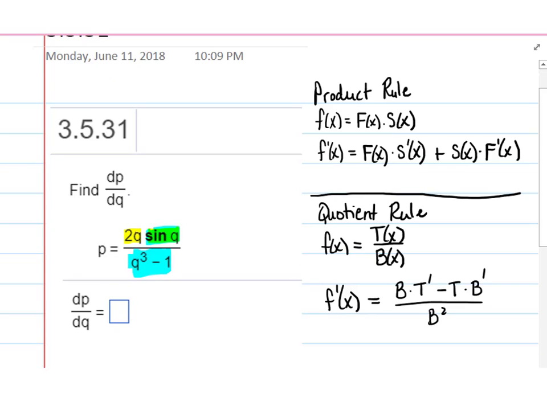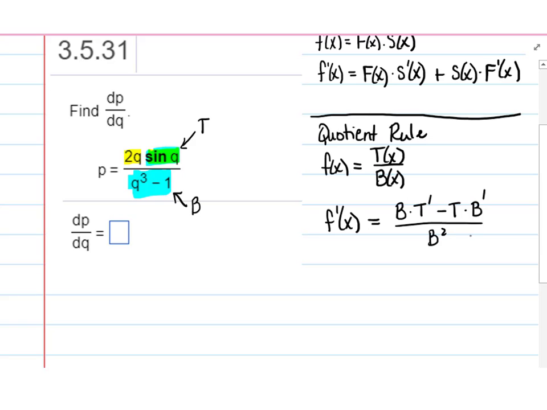So the product occurs within the quotient. So what I'm going to do is think of this as being my top function, and this is going to be my bottom function. And so I know that I'm going to use the quotient rule, but in the process of finding t prime, the derivative of the top, I'm going to have to apply a product rule. So here we go. So if t of q is equal to 2q times the sine of q, let's go ahead and find t prime.